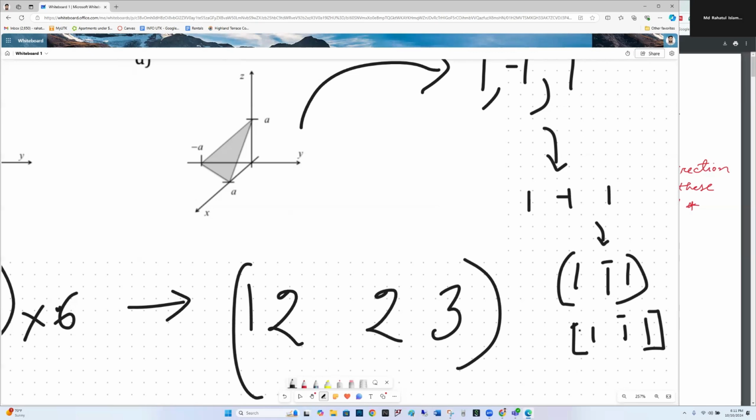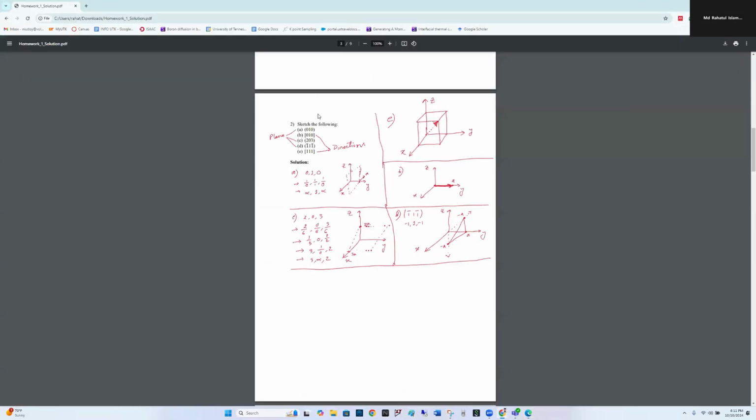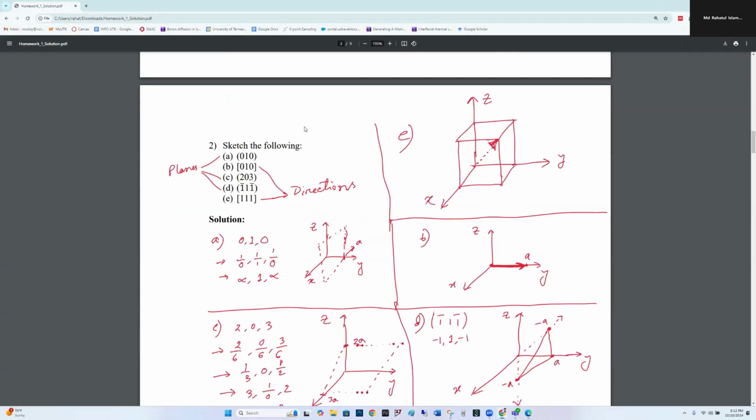So that's problem number 1. Now let's move to problem number 2. Let's bring this here. This was the solution. In this case, you have to draw the planes and directions here.